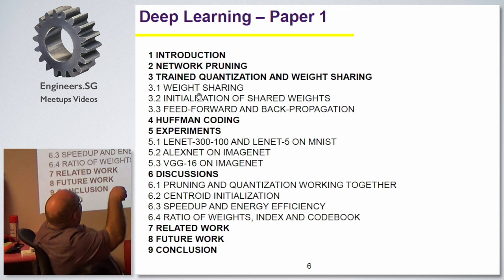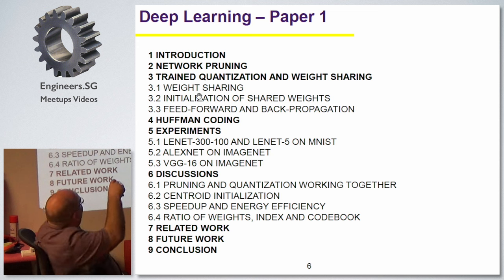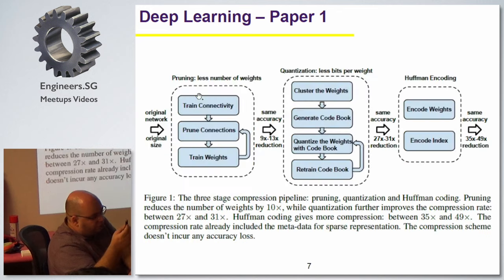Huffman coding is not really explained that much, but it's basically data compression. This is where you encode your nodes into, let's say, a dictionary, and afterwards you expand things. Then they do some experiments with those networks, and afterwards they discuss all sorts of speedup ratios, etc. So this is quite an interesting paper.